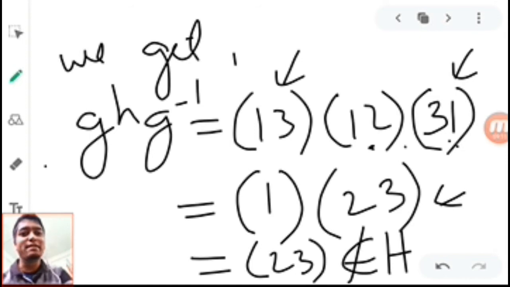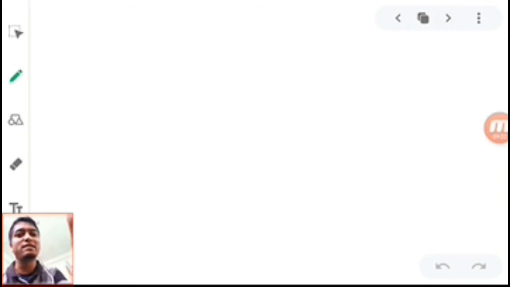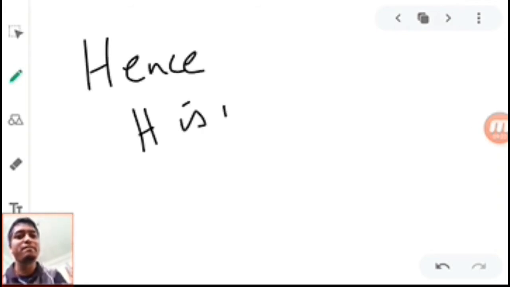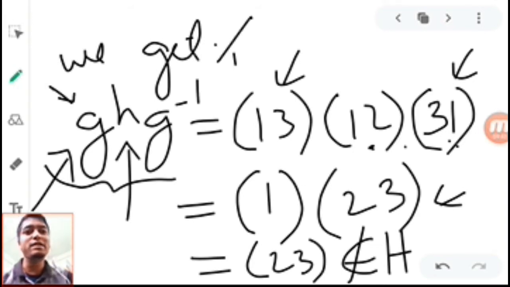So what have we seen? We have seen that for some value of H and for a particular value of g, g h g inverse does not belong to H. Hence, H is not normal. What can we say from here? The value of g that you take depends on you, and the value of g inverse that you take will depend on you. But sometimes you may have it belongs to H.